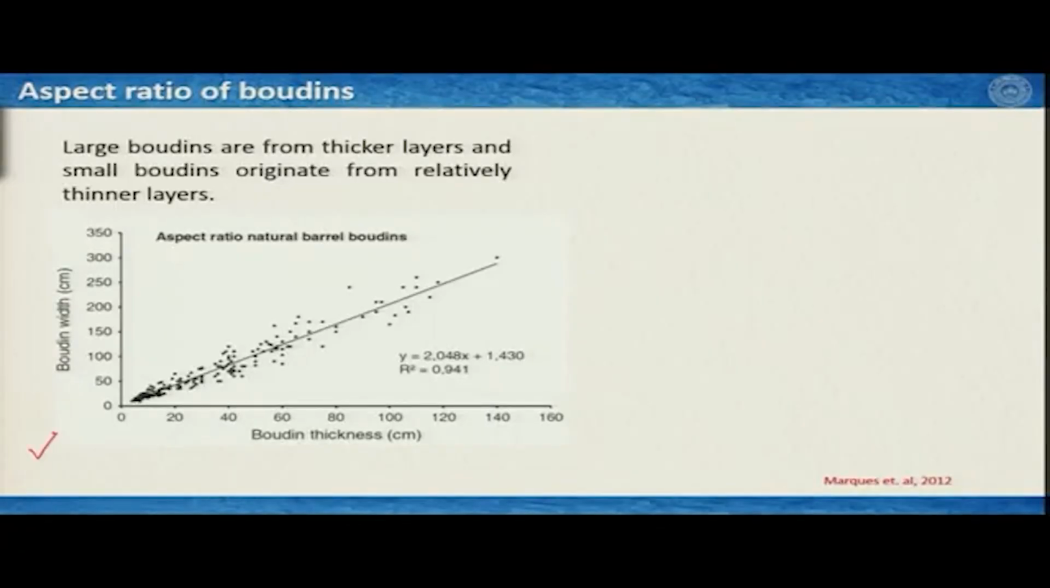But before we jump into this topic, let us have a very common understanding of this. So, general observations, as you can see here from this illustration from Marcos et al. 2012, are that large boudins are generally from thicker layers, and small boudins originate from relatively thinner layers. This is the plot of boudin thickness versus boudin width. They more or less follow a linear relationship, as you can see here from a lot of data that Fernando collected, and he also conducted analog experiments.